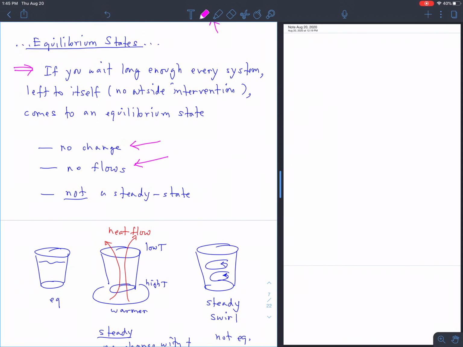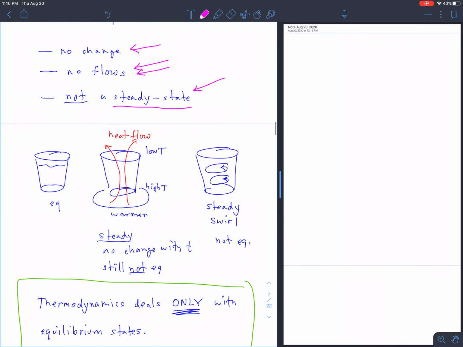And the fact that there are no flows, I'll illustrate, means we have to distinguish between an equilibrium state and something called a steady state. So to distinguish between those two, let's consider our glass of water down here. That's an equilibrium state, at least if we ignore interactions with the atmosphere out here. But let's suppose I put that same glass of water now on a warmer pad.